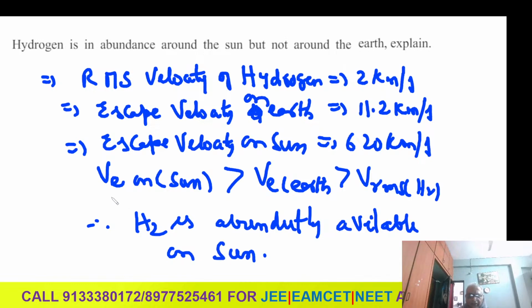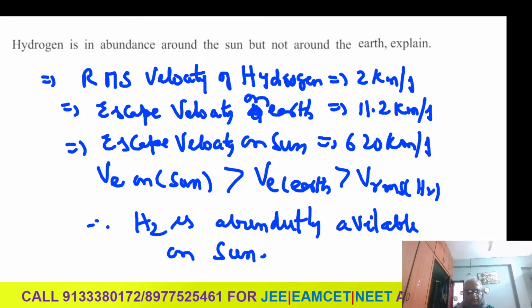Why? The escape velocity of the sun is very large, so it is very difficult to escape, compared to the earth. So the escape velocity of the sun is greater than the escape velocity of the earth, and the RMS (root mean square) velocity is 11.26 km. It is difficult to escape from the sun. That's why hydrogen is abundantly available on the sun than on the earth.